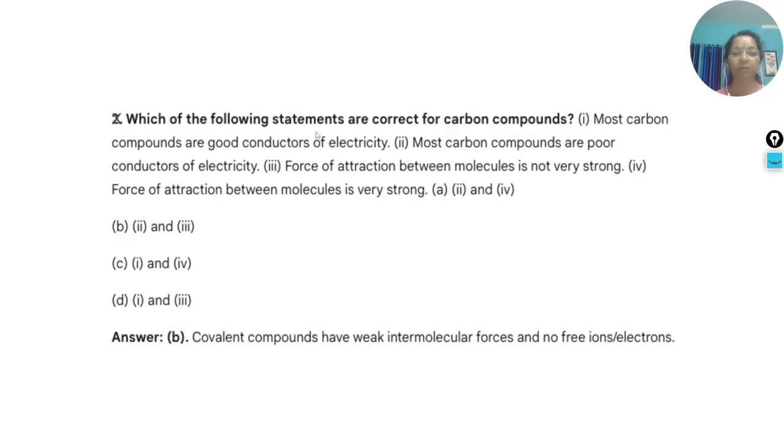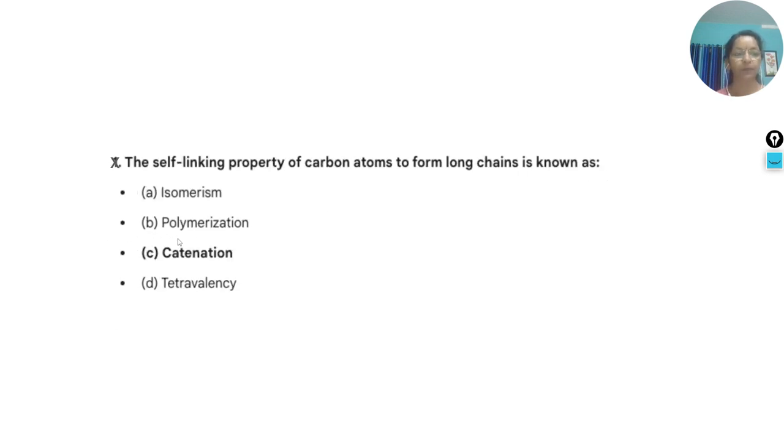Which of the following statements are correct for carbon compounds? Number 1, most carbon compounds are good conductors of electricity. Wrong. Most carbon compounds are poor conductors of electricity. Correct. Force of attraction between the molecules is not very strong. That is also correct. Force of attraction between the molecules is very strong. Wrong statement. So second and third are correct. So option B is the answer here.